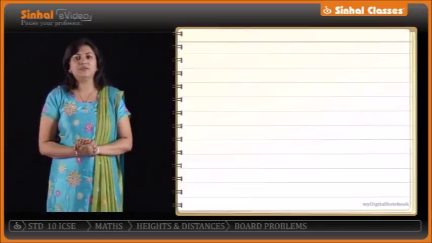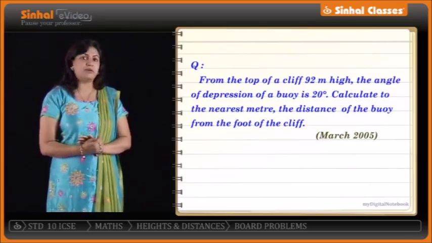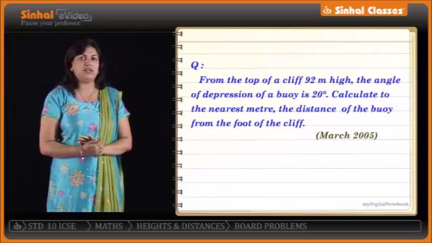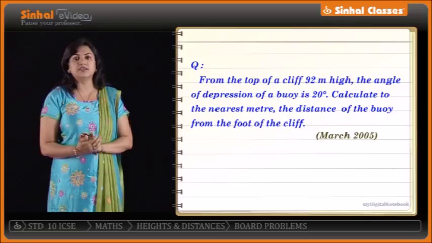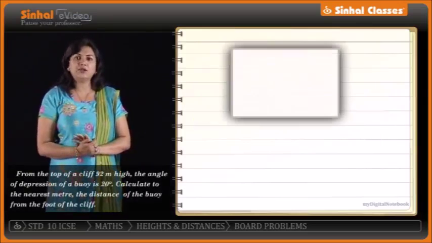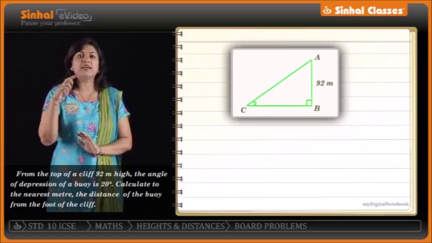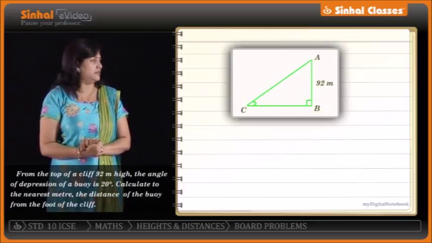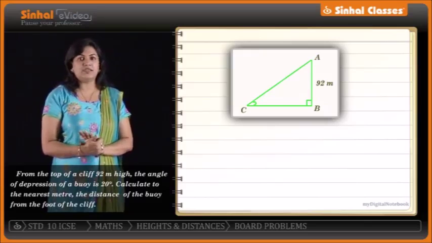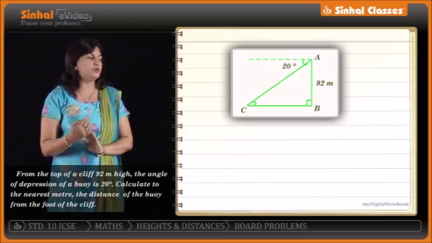Now let's take some board problems. We start with the March 2005 board question, which is, from the top of a cliff 92 meters high, the angle of depression of a buoy is 20 degrees. Calculate to the nearest meter the distance of the buoy from the foot of the cliff. Now here we are given that the cliff is 92 meters high. So we draw a triangle ABC, take angle B as 90 degrees. That is, we are taking AB as the height of the cliff. Now, angle of depression is 20 degrees. We know that numerically, angle of depression is equal to angle of elevation. So we get angle ACB is equal to 20 degrees.